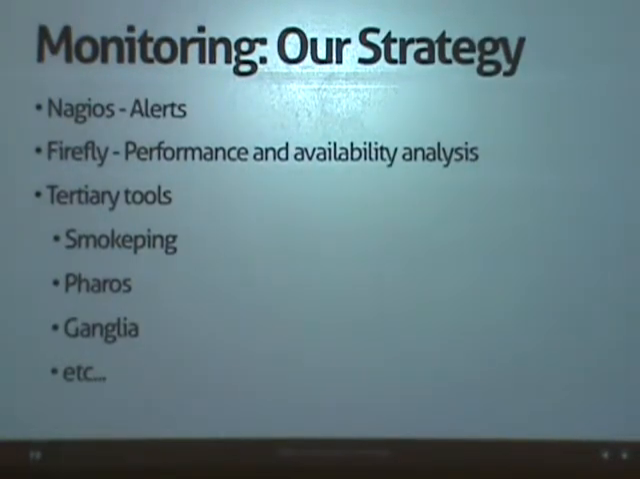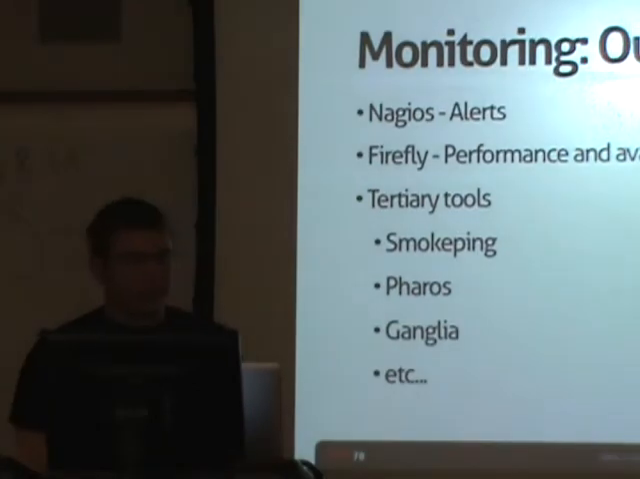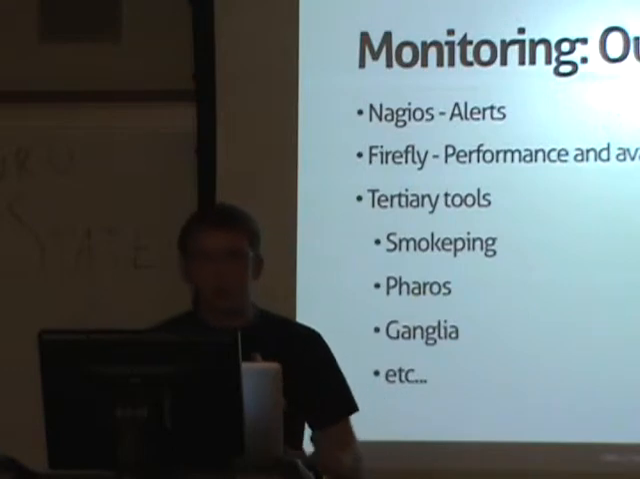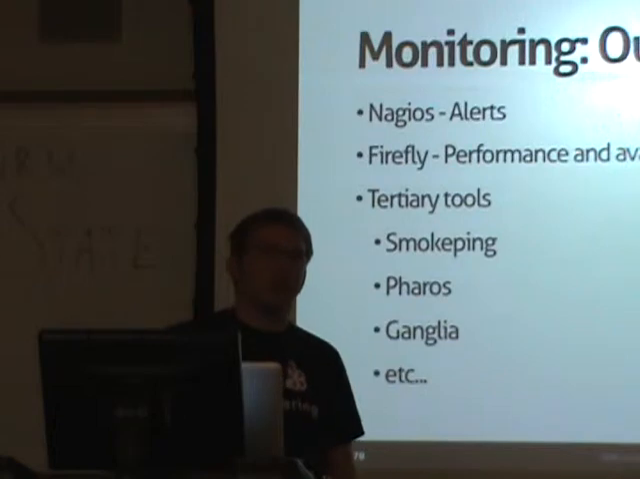So our strategy for monitoring is basically, we have three categories of monitoring tools. Alerts, things that page people in the middle of the night when hard drives are on fire or whatever. We use performance and availability analysis by essentially graphing the hell out of everything. And we have some tertiary tools which tell us a little bit about how our website is usable from other parts of the country or across the pond, and Ganglia, which is another classic graphing and monitoring tool for clusters of machines.